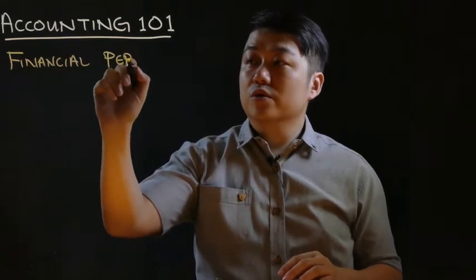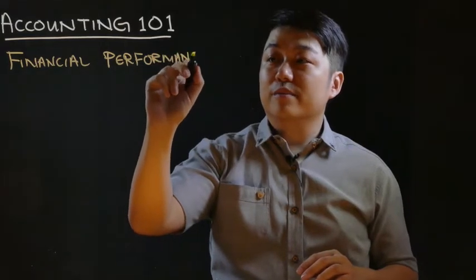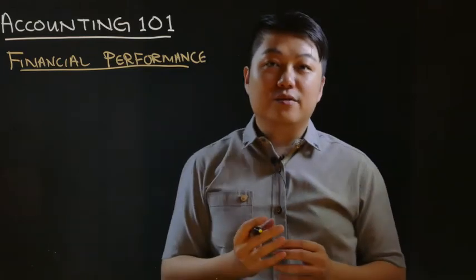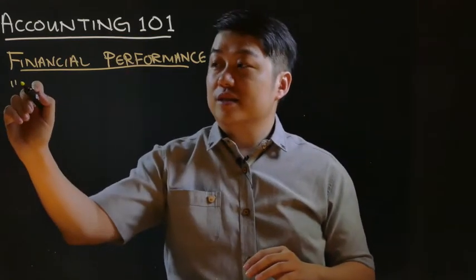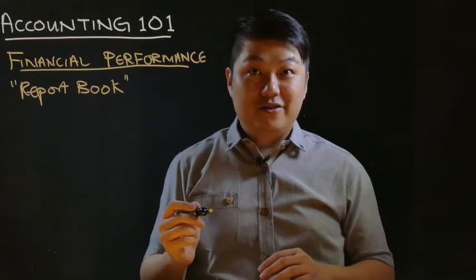In your school, when I ask, how do I know your academic performance? When I ask about performance, we're really looking at what you call the report book of a business. The report book of the business consists of two financial statements. Number one is your income statement, and the second is the balance sheet.